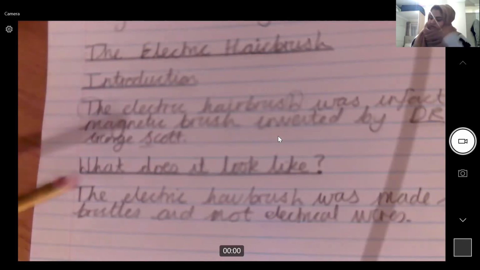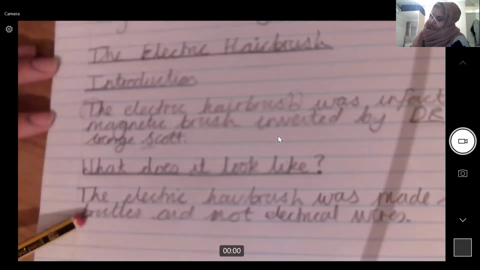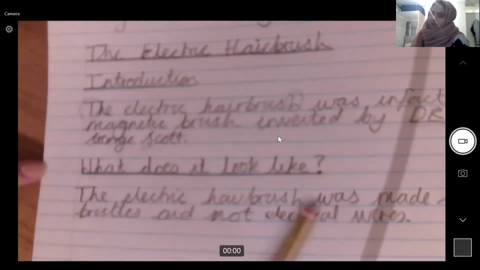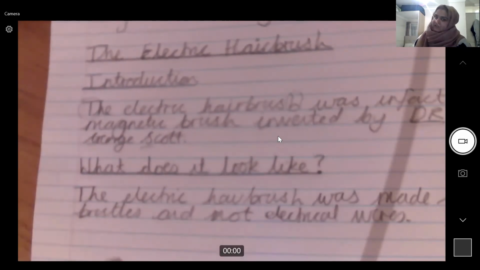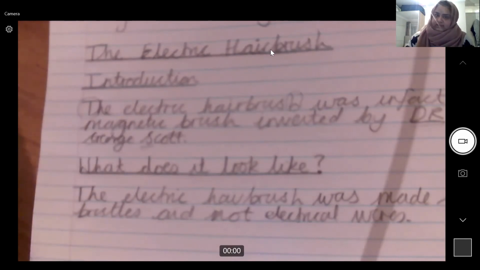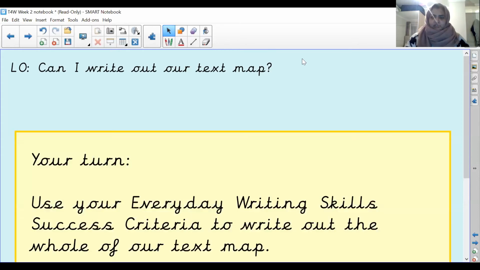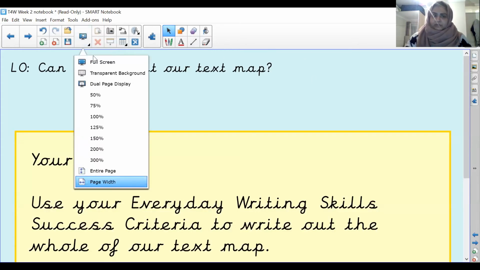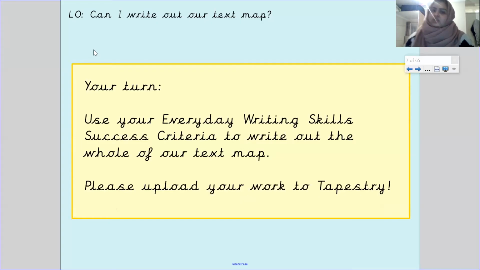Okay, now you've seen how I've laid out my non-chronological report. So you've seen what I'm expecting, and I have used my everyday writing skills. Now what you should do is, it's your turn. Okay, now it's your turn. Use your everyday writing skill success criteria to write out the whole of your text map. So once you have done that, please upload your work onto Tapestry. I'm really excited to see your first non-chronological report about your text map.